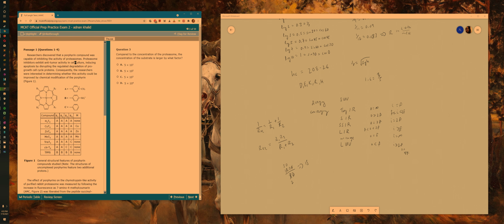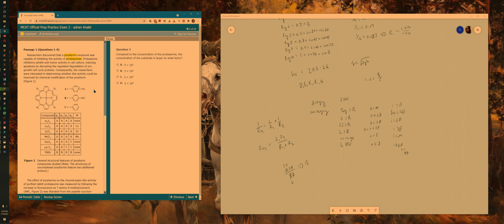Protosome, oh, it's stuck on that. That's stupid. Okay. Protosome, blah, blah, blah. So basically the porphyrin can work to inhibit the activity of a protosome.